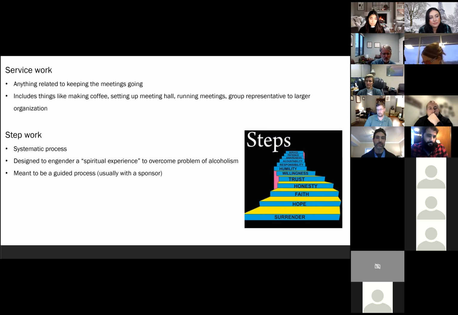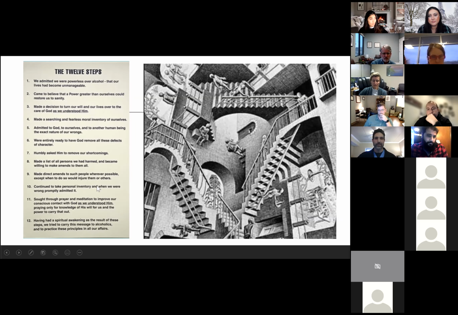Okay, and this is meant to be a guided process. This is not meant to be something that you pick up. In other words, this is not meant to be self-help. It's something that you work with somebody else. Okay. So on the left here are the 12 steps of Alcoholics Anonymous. On the right, this is how people who are first learning about the 12 steps feel about the 12 steps. It's very confusing, doesn't make a whole lot of sense. It's pretty much gibberish.